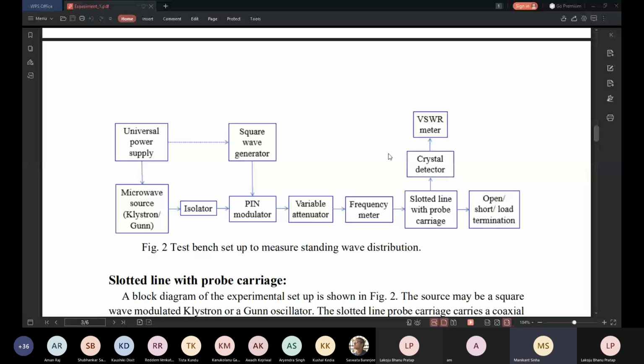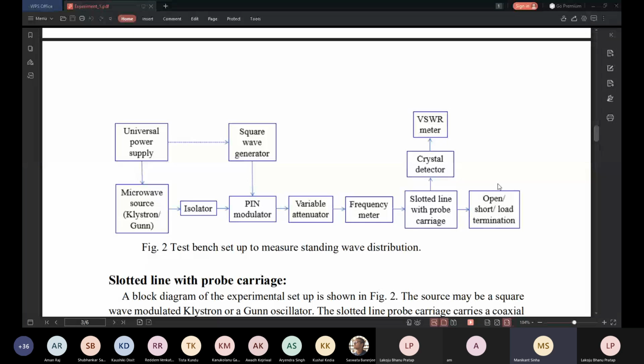Okay, so I think you all can view the basic test bench setup on your screen. Yes sir, all are able to see. Okay, so this is the basic test bench setup.